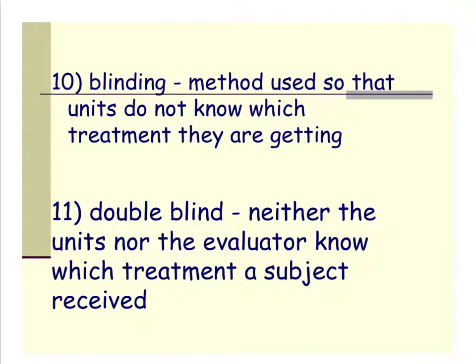We're going to finish up with a couple more definitions. First of all, it's blinding, and that's a method used so that units do not know which treatment they are getting, because sometimes it does affect their answers if they know. When we're talking about the placebo, sometimes that does affect.